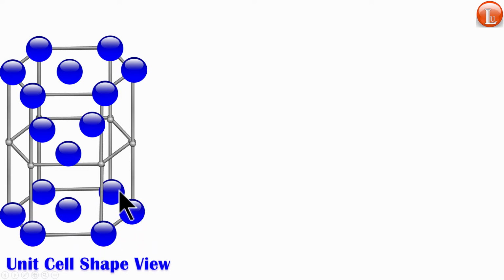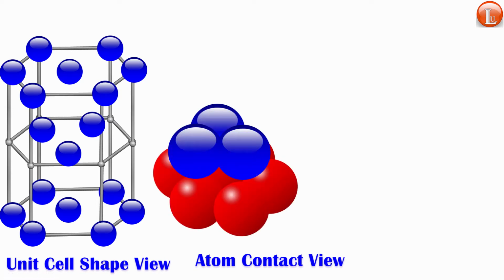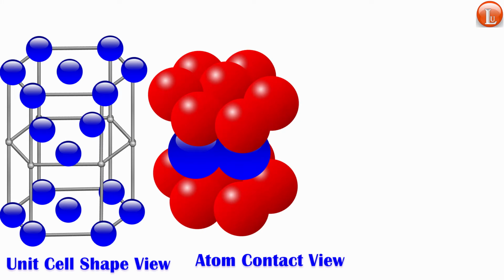If you look at the ABA arrangement, if I take the hexagon as the unit cell, then right on top of this you have 3 atoms of the B layer, and then you have again a repeat of the A layer. So it is A, B, A. And if you look at the atom contact view, this is the A layer with 7 atoms, 3 atoms of the B layer on top of this, and then the A layer gets repeated.